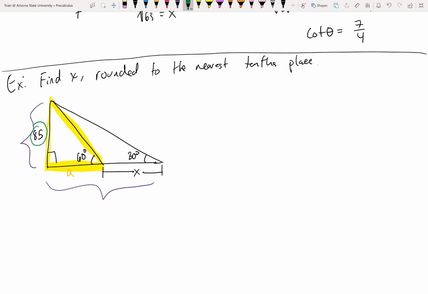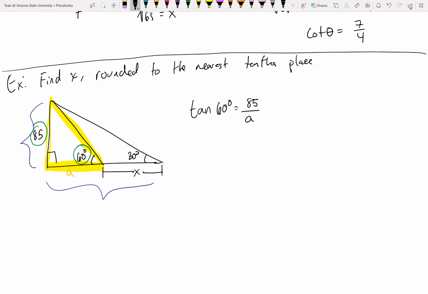I have this 85, I have this 60. So relative to this angle, opposite, adjacent, hypotenuse, what are we working with? Well, relative to the 60, this is an opposite side. This is adjacent side. I know opposite, adjacent, that has to be tangent. So we can see that the tangent of 60 degrees is 85 over A. And then this gives me an equation to solve for A.